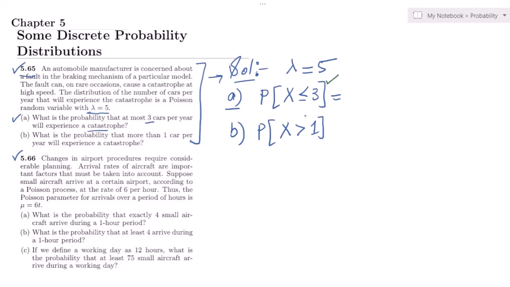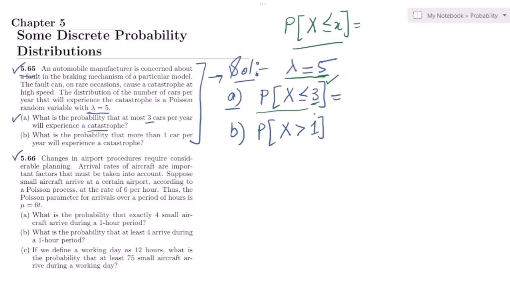In solving this question, we know that the formula in the table is the probability that X is less than or equal to small x. We have some value of lambda, and on the basis of that lambda value and that x value, we can very easily find the probability. Here we know the value of small x, and we know the value of lambda, which is 5.